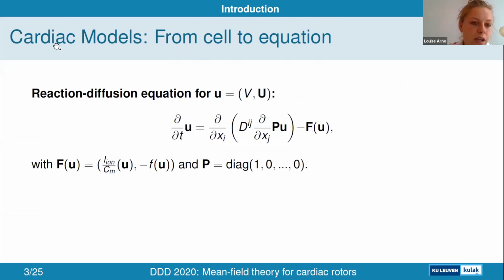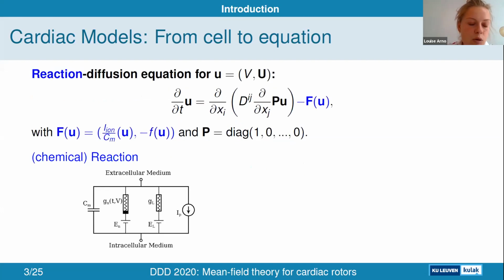And for this, we look at the reaction-diffusion equation that describes the evolution of the variable u, which consists of this transmembrane potential V and the vector u. And this vector represents the ionic currents moving through the cardiac wall, but also the gates in the cell membranes that regulate these currents. Now, looking at these equations, we see that it consists of two parts.